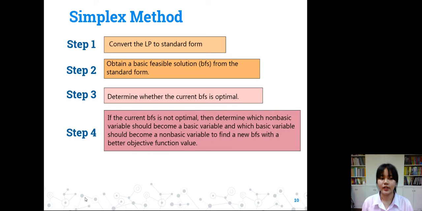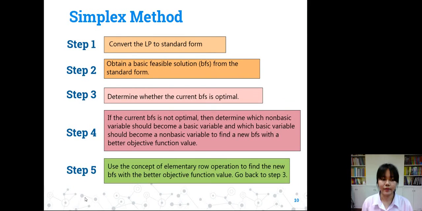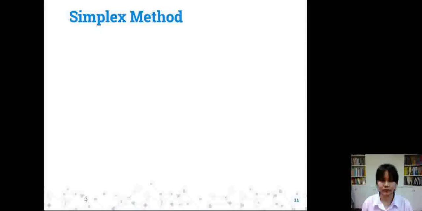Step 4, if the current basic feasible solution is not optimal, then determine which non-basic variable should become a basic variable and which basic variable should become a non-basic variable to find a new basic feasible solution with a better objective function value. And step 5, use the concept of elementary row operations to find the new basic feasible solution with the better objective function value and go back to step 3.